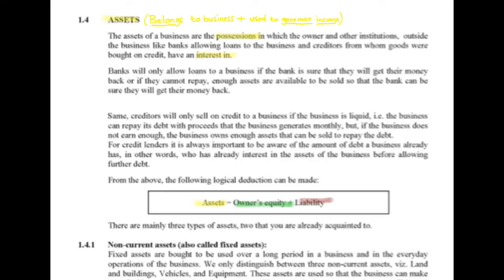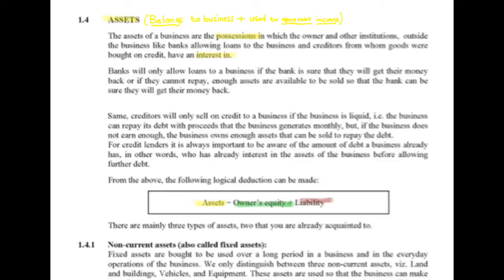Same, creditors would only sell on credit to a business if the business is liquid. In other words, the business can repay its debts with proceeds that the business generates monthly. But if the business does not earn enough, the business owns enough assets that can be sold to repay the debts. So they always make sure if they allow debt, that there are assets to cover the debt. Okay, does that make sense?